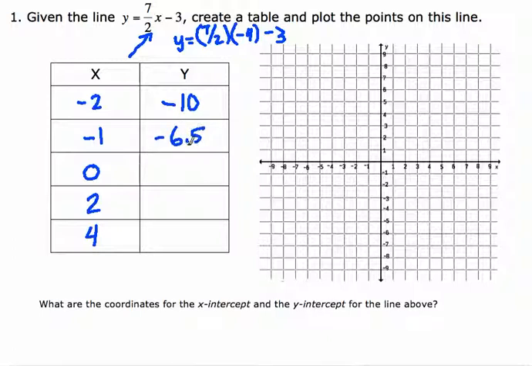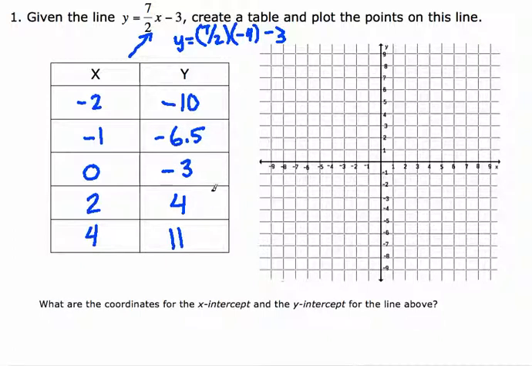So when you choose something that's not even, you're going to get a decimal, which is okay as long as you know how to graph those. When I put in 0, I'm going to get out -3. When I put in 2, I'm going to get 4. And when I put in 4, I'm going to get 11.